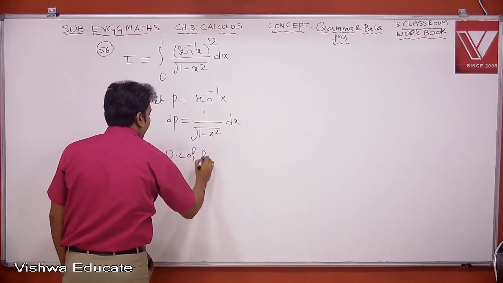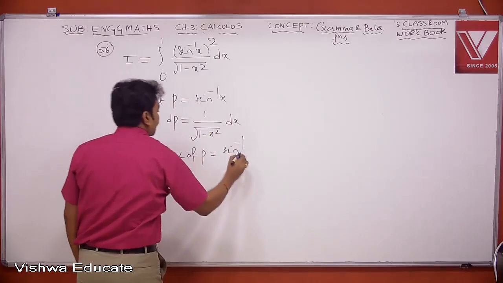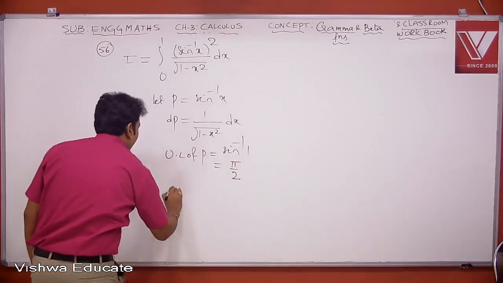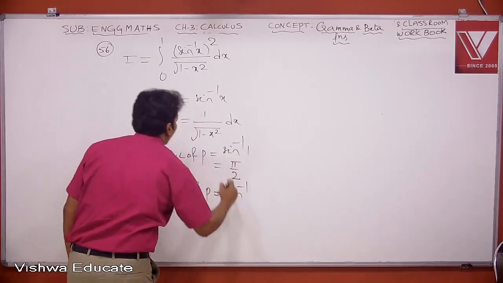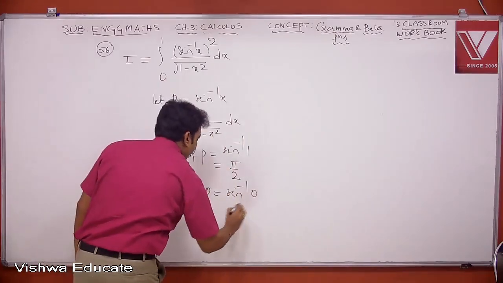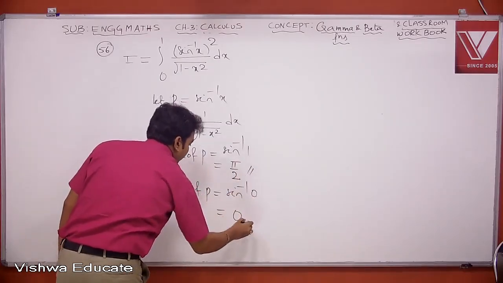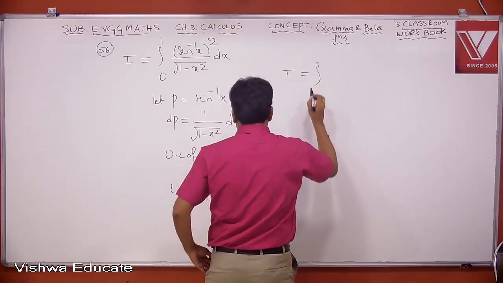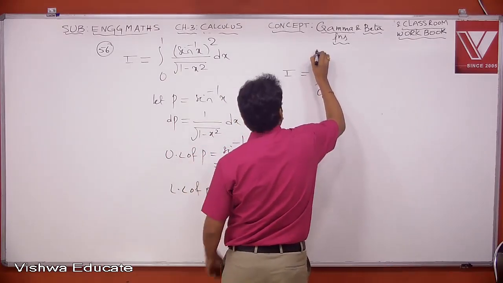So upper limit of p equal to sin inverse of, what is upper limit of x? 1. So this is sin inverse 1 is pi by 2. Lower limit of p is nothing but sin inverse of, lower limit of x is 0. Sin inverse 0 is 0. So lower limit is 0, upper limit is pi by 2. Therefore this integral I will be equal to integral 0 to 1. So this is pi by 2.